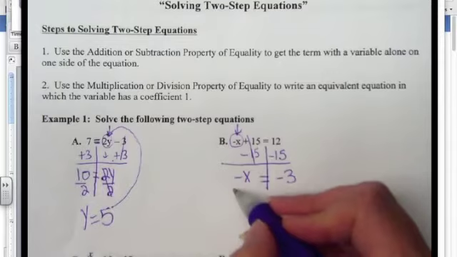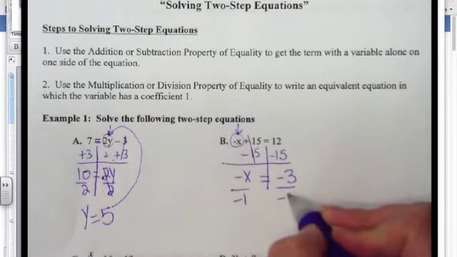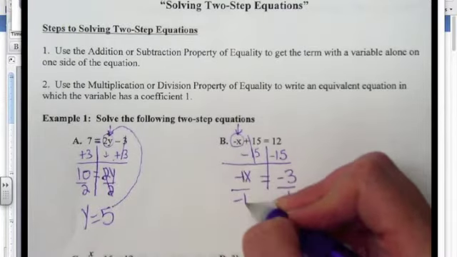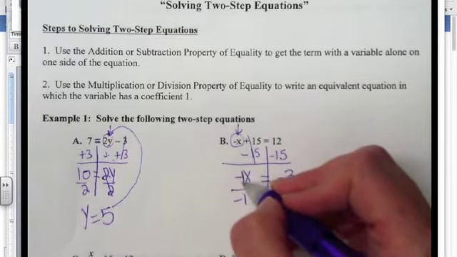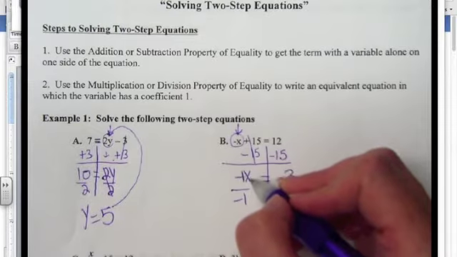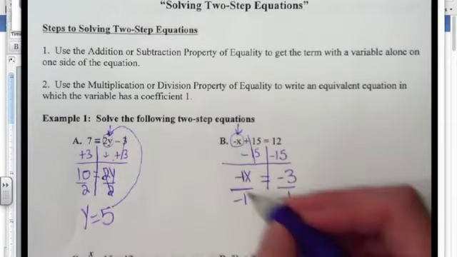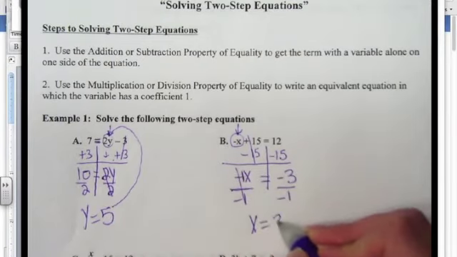Divide both sides of the equation by negative 1. Let me explain why that is. Because we have a 1 here that you don't see. Negative x is actually, remember there's a negative 1. So in order to get the x by itself, it's being multiplied by negative 1. The opposite of multiplication is division. So we divide here by negative 1. So those will cancel and we'll get x equals 3. Positive 3 because negative divided by negative is positive.